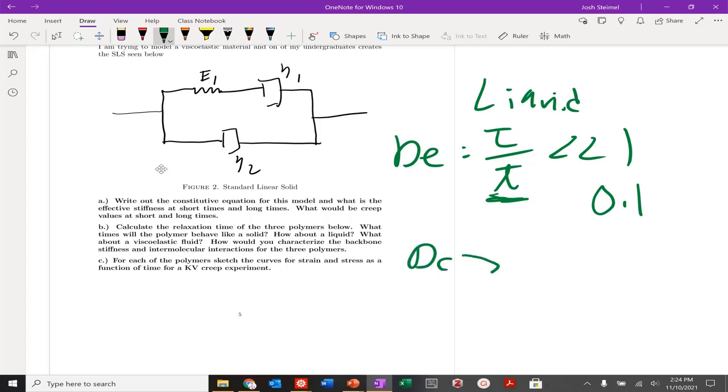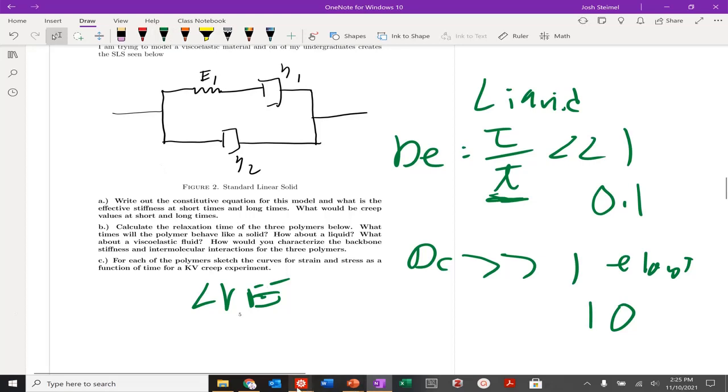Alternatively, if my Deborah number is larger than 1, i.e. 10, that means my experimental or my relaxation time is very, very long, meaning it's difficult for my polymer to respond to perturbation. Thus, I should expect this to behave like an elastic solid. And linear viscoelastic materials, or viscoelastic materials, will fall in between there.